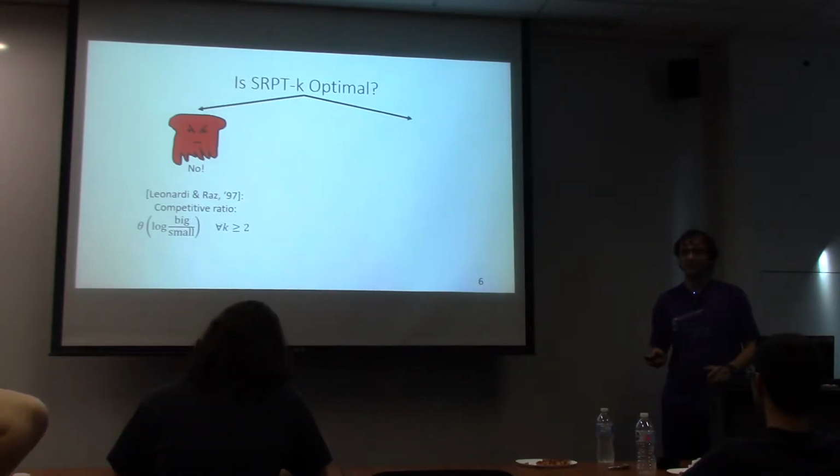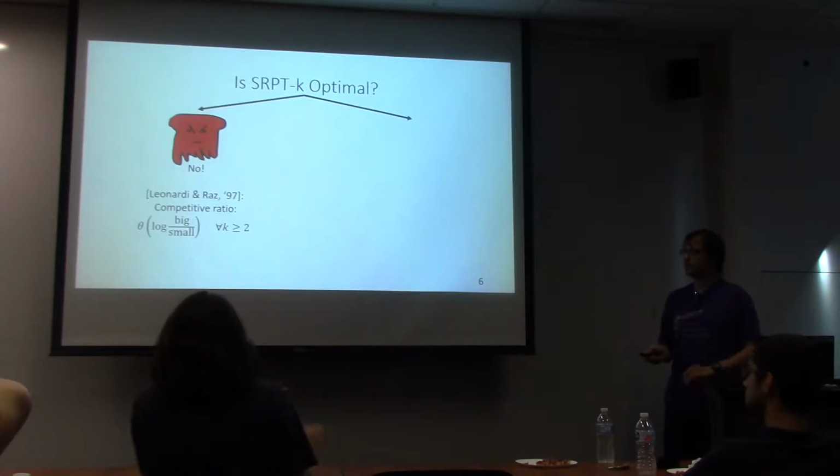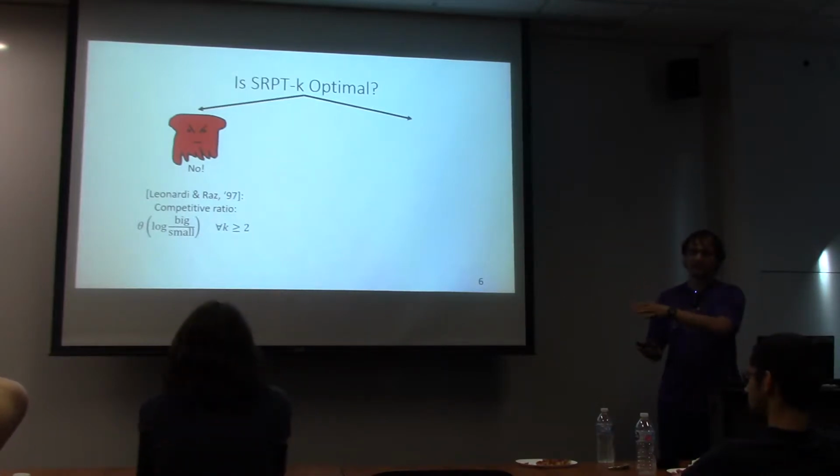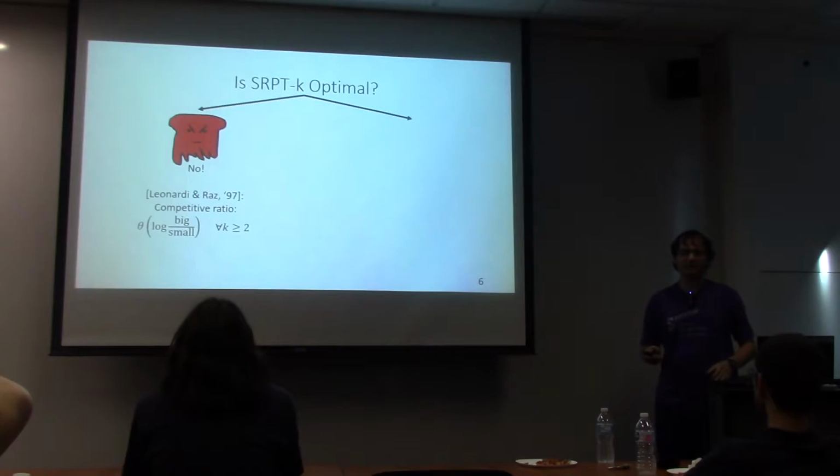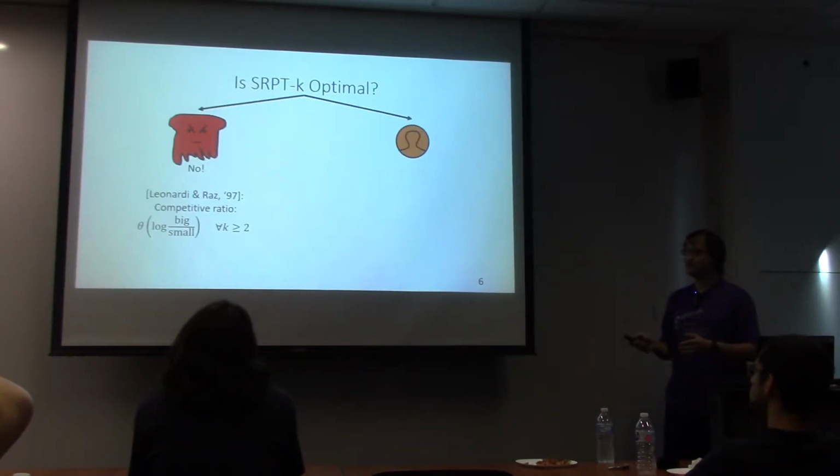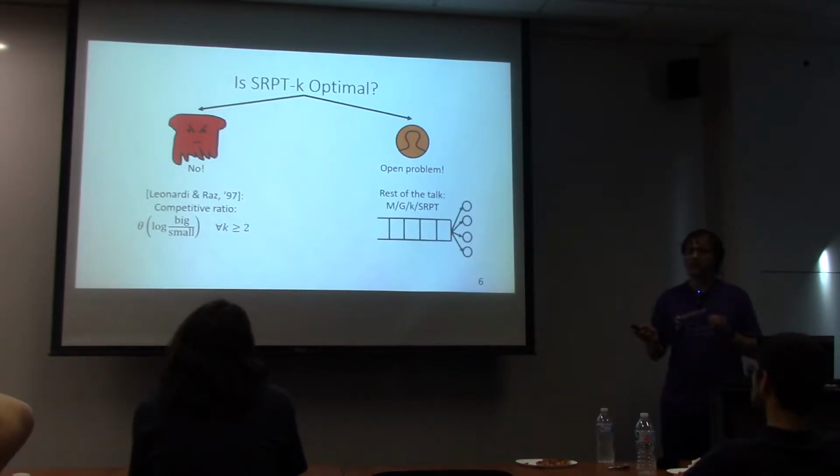That's the sort of thing we really need to worry about. So from the worst case side, it doesn't have a good competitive ratio. But we can also ask the same question in the stochastic case. The stochastic case is an optimal policy. And this is an open question. That's what the rest of the talk is going to be about, trying to analyze SRPT-K in the MGK setting.